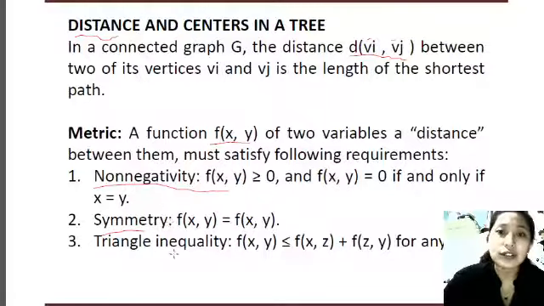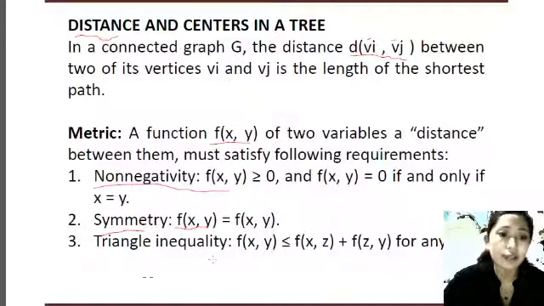The second property says that the number of edges required to travel from one vertex to another is equal to the number of edges required to travel in the reverse direction. That is, the distance between vertex x and y is equal to the distance between vertex y and x. Whether you move in the forward direction or the backward direction, it is going to give you the same value.